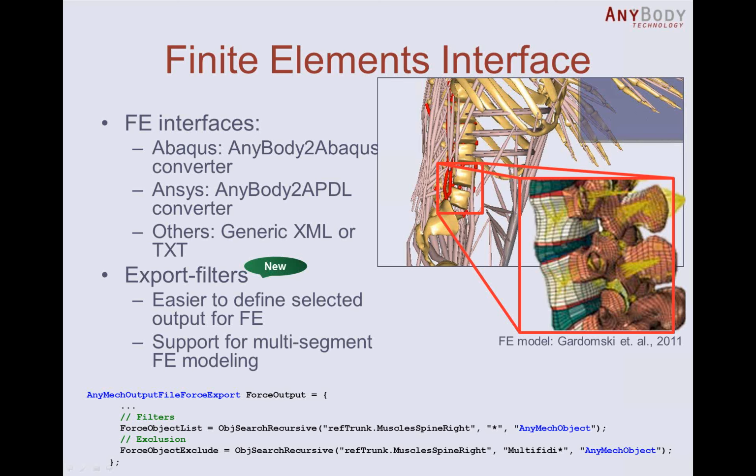However, some FE models cover multiple segments, like the example to your right made by Gadomski et al. When exporting to this model, you want to export the forces from AnyBody that represent the elements which are not in the FE model. Here disk forces are already a part of the FE model, and therefore the AnyBody disk joints are not relevant to export. Therefore the FE export function in AnyBody has been equipped with include and exclude filters, so you can easily specify in the script which objects you want in and out of the export.